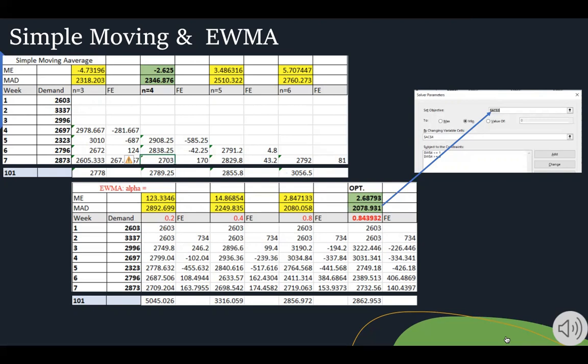Now for EWMA, on the other hand, I had to just pick different alpha values, and that's 0.2, 0.4, 0.8, and then I optimized it at the last row, and pretty much was given a best value of 2.68 for the ME, 2078.9 for MAD, and that was with an alpha optimized, giving it 0.8439 as our main alpha.